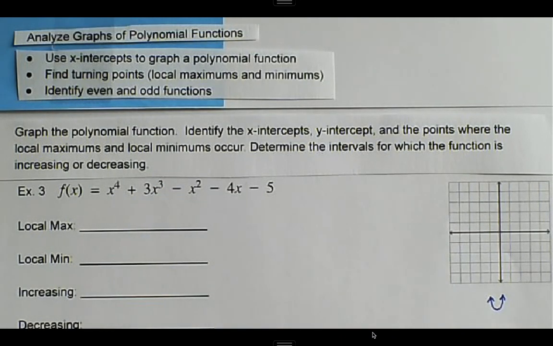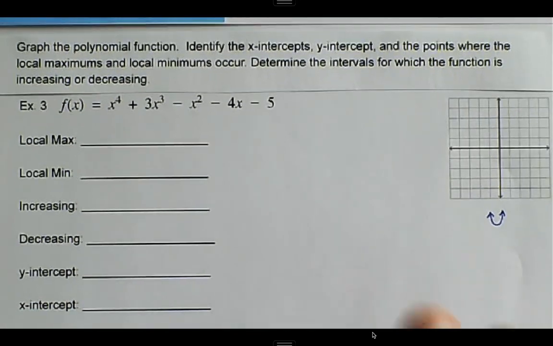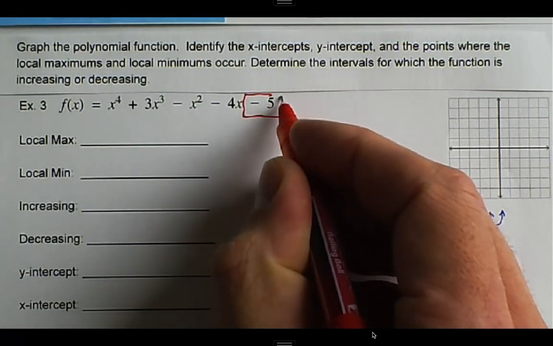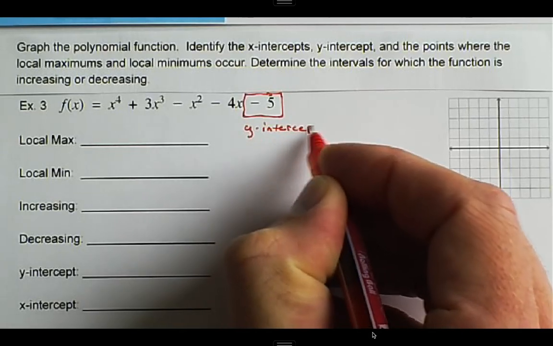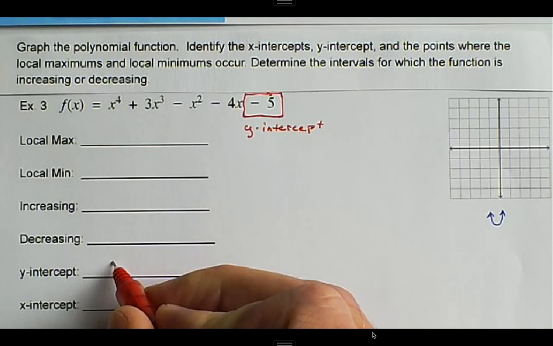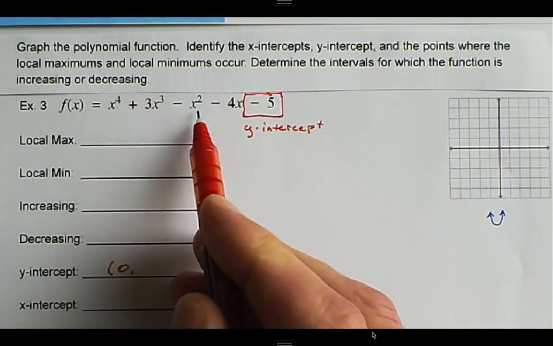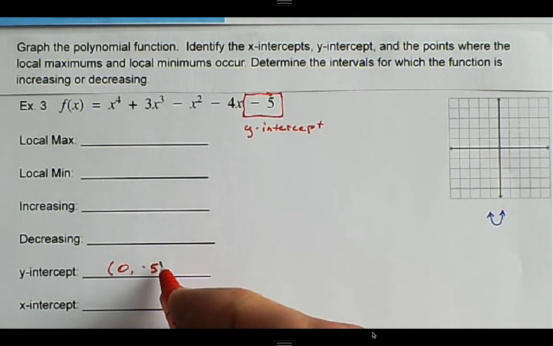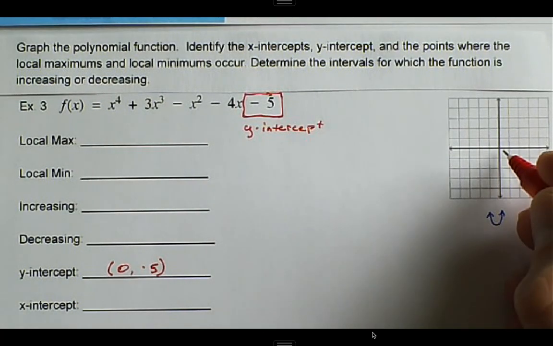Another thing that we can take a look at right away is we can know our y-intercept. So our y-intercept in this case is -5. The y-intercept is -5 because if we substitute in 0, this term becomes 0, this term becomes 0, this term becomes 0, this term becomes 0, and all we're left with is -5. And so we can plot -5 on the graph.